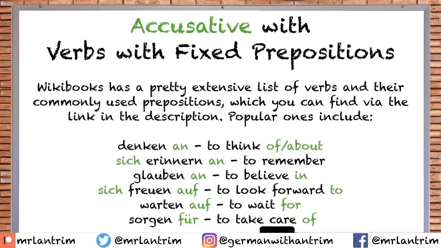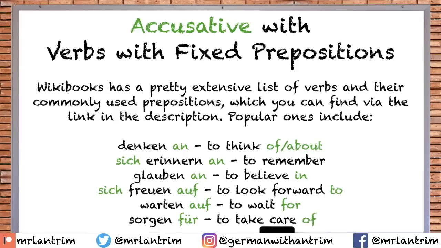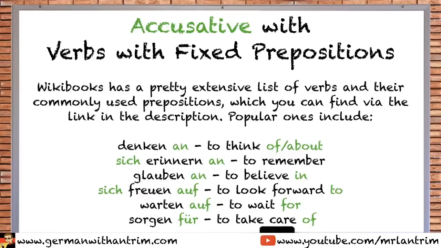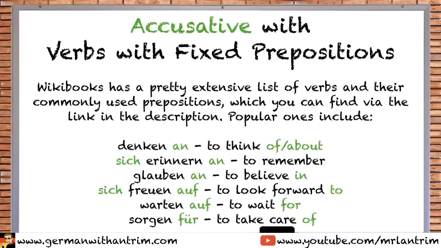More examples of verbs that will do this. There's a link, like I said, to a Wikibooks article in which it gives prepositions for all kinds of stuff, but specifically there's a part there that shows you prepositions that are used with particular verbs, and they're commonly used with those verbs. So denken an is an accusative thing, to think about or think of. Sich erinnern an, to remember, is also accusative for whatever it is that you're remembering. Glauben an is to believe in, that thing in which you believe is accusative. Sich freuen auf, to look forward to, that's also accusative for whatever it is to which you are looking forward. Warten auf is accusative for whatever it is that you are waiting for or on. Sorgen für is accusative for whatever it is that you are taking care of, the thing that is the object of that preposition.